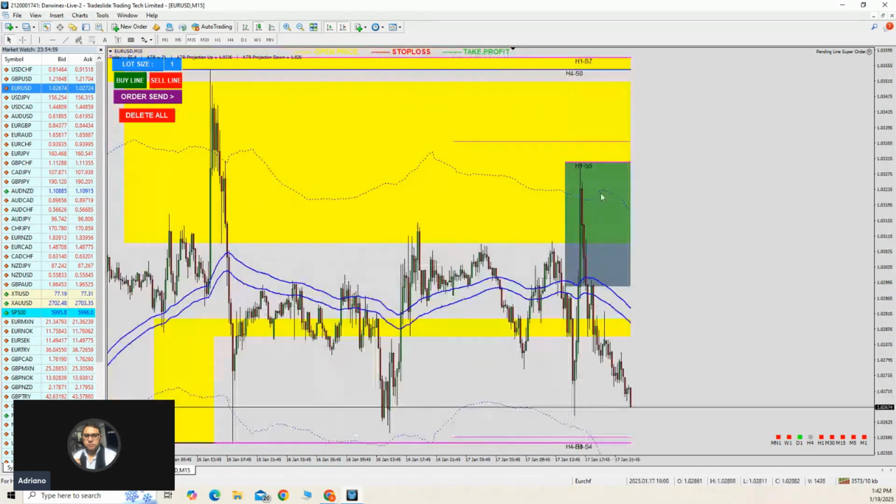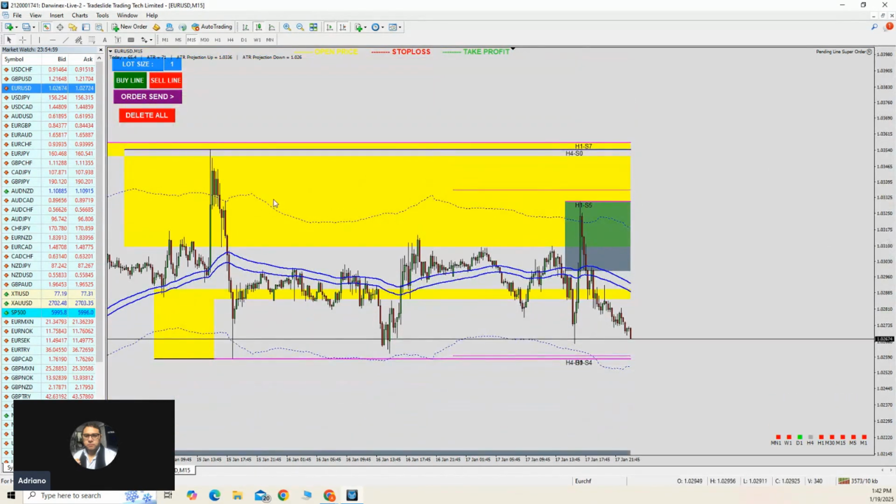EUR USD. H4 zone, the market went up, came back down, so it's sideways between these two zones.